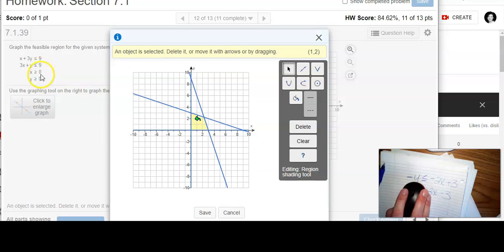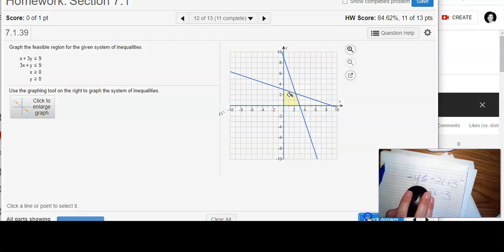So you're going to have to graph the vertical line, which is the y-axis, and you're going to have to graph the horizontal line, which is the x-axis. And that way it won't fill in everything under here. Okay, look at me figure that out.